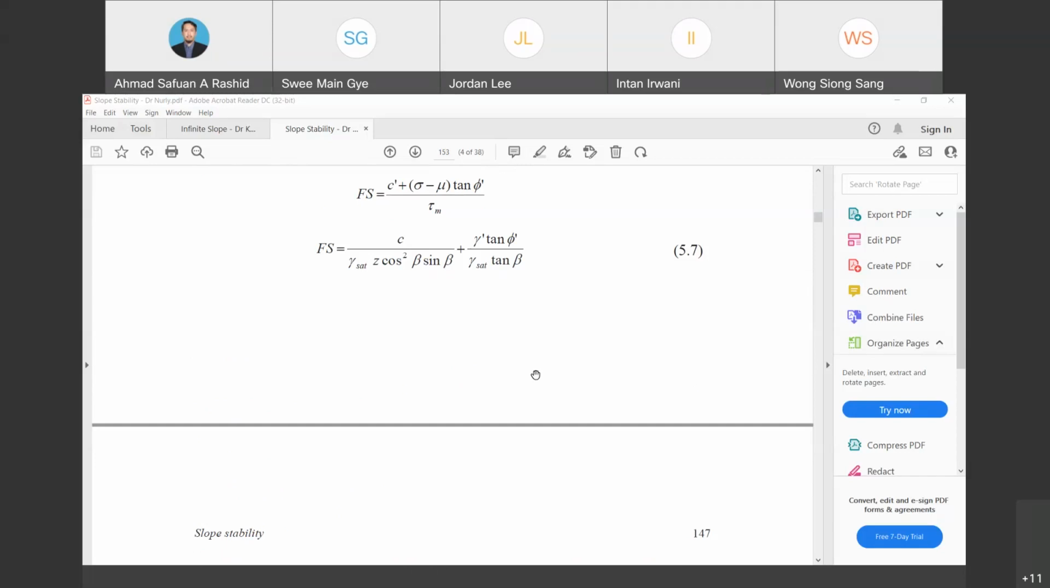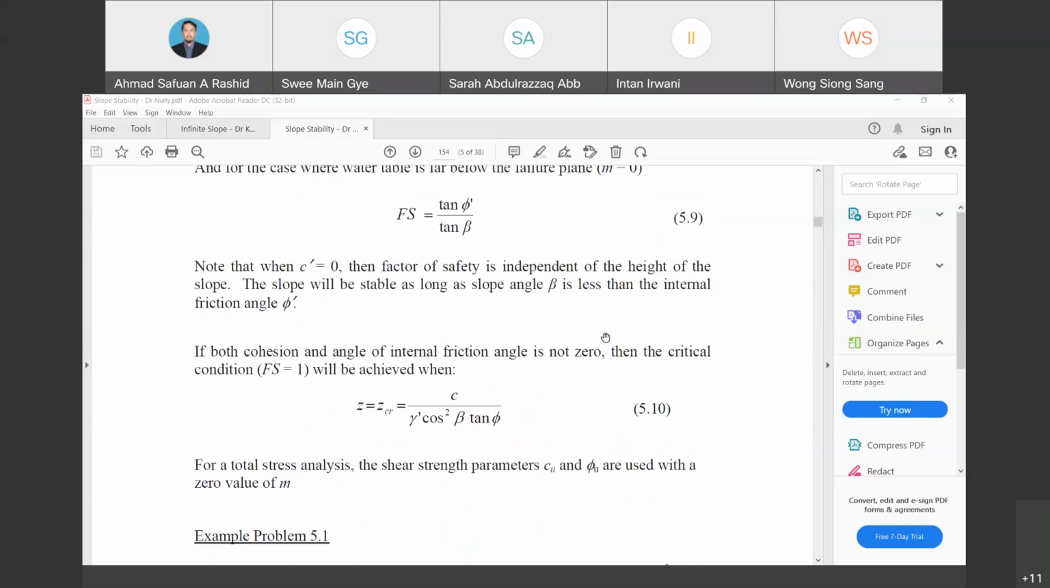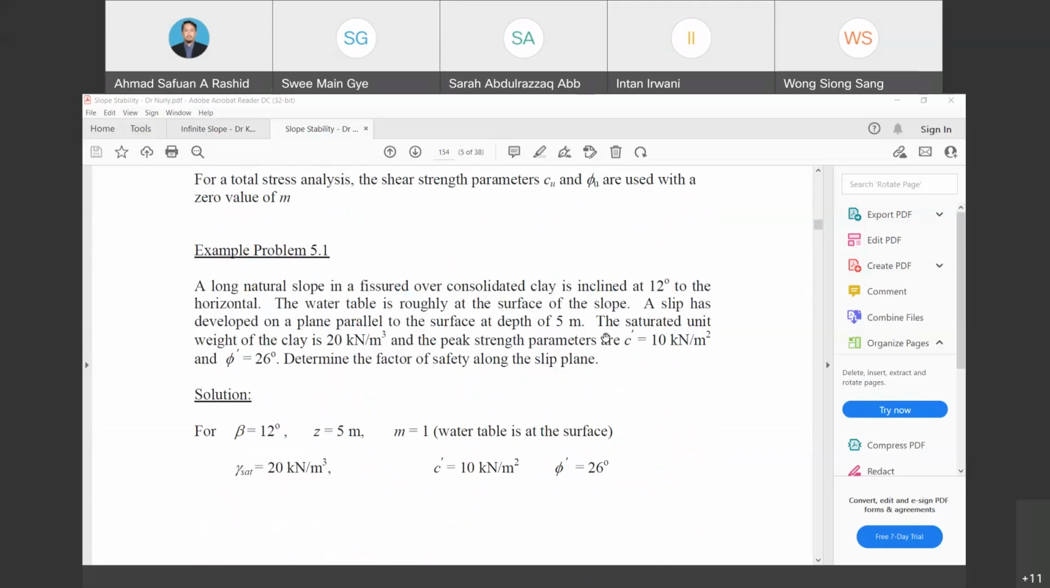5 times 5. Gamma answer. Yes, doctor, I just want to complete the calculation. Just tan phi, I can't remember the value. Phi value is equal to 26. Okay, 26.